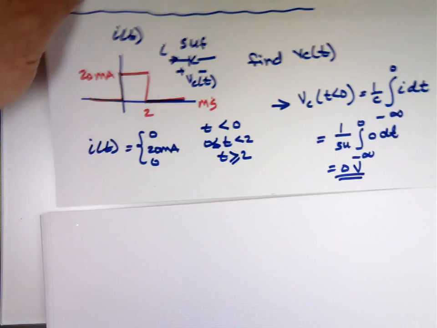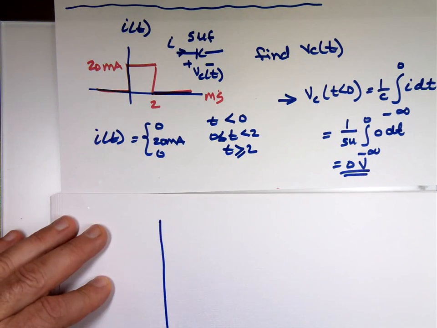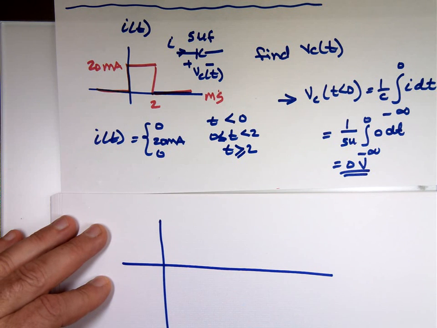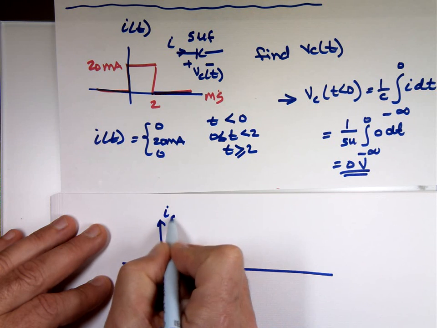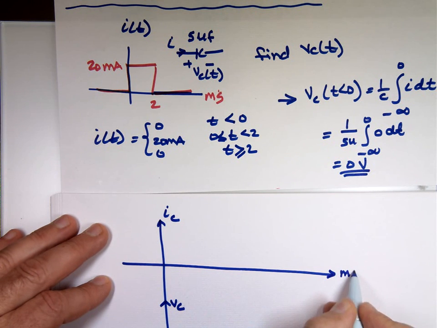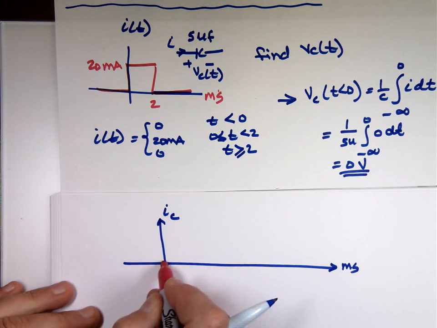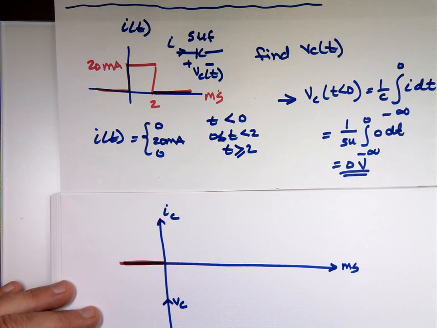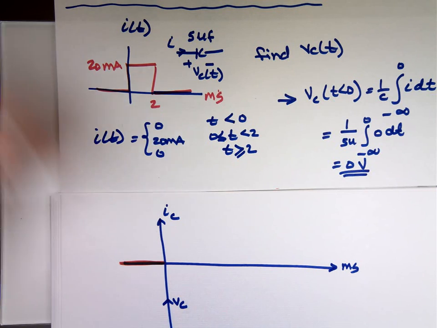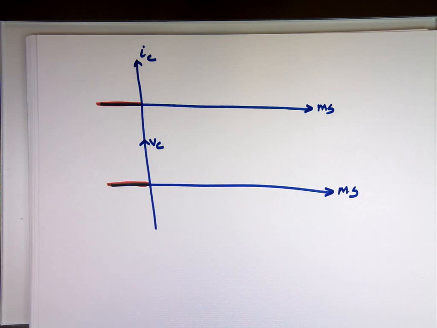I'm going to draw the voltage versus the current, on top of each other. This is the current, this is the voltage. This is the voltage across the capacitor, this is the current through the capacitor. This is in milliseconds. So what we have is 0 up to here. For the current, what do we have here? 0. I'll leave that paper handy. So this is the first part, for t less than 0. The voltage for t less than 0 is 0.